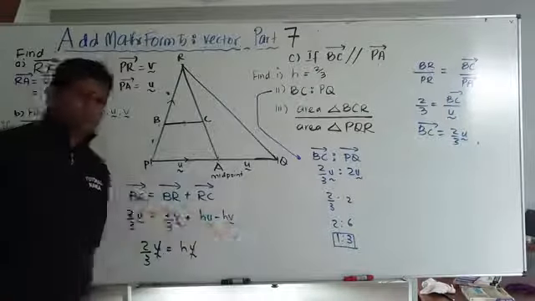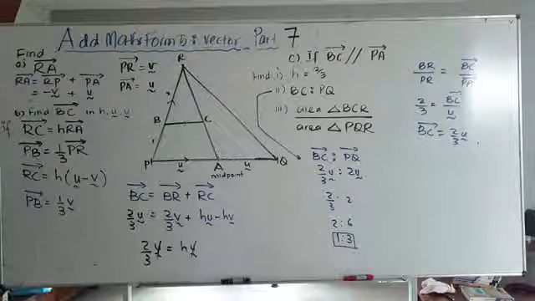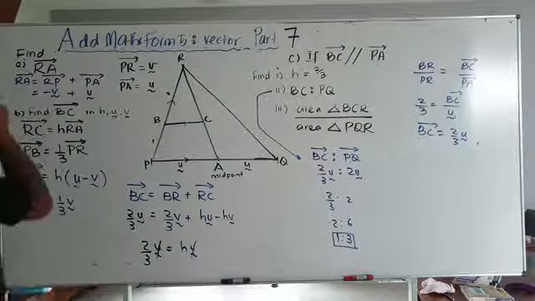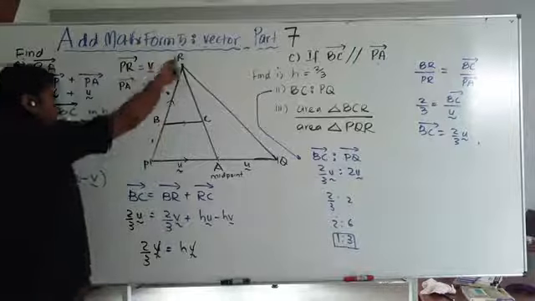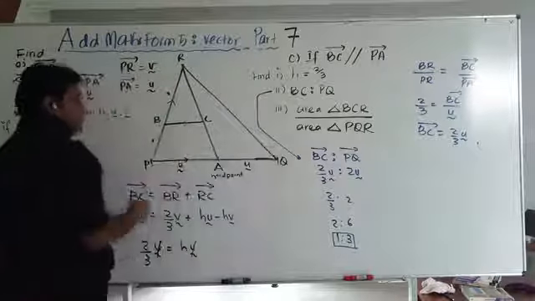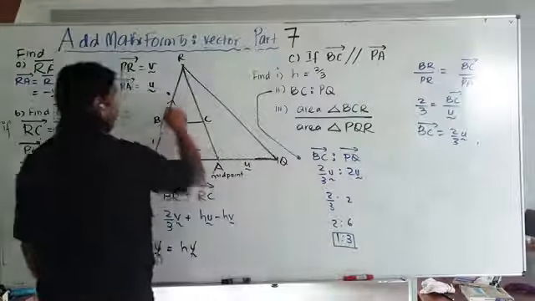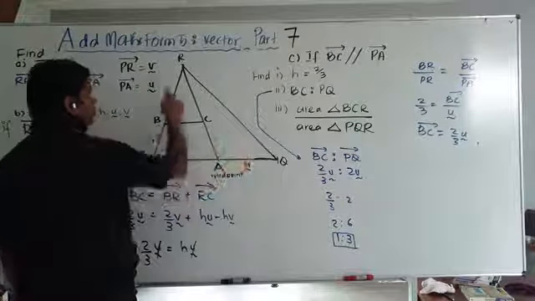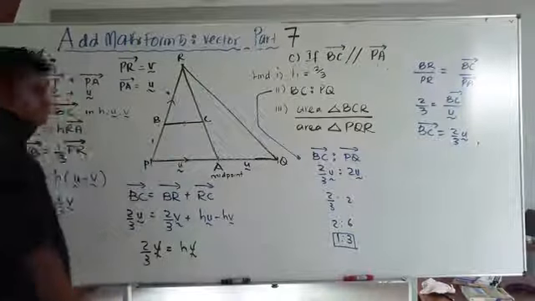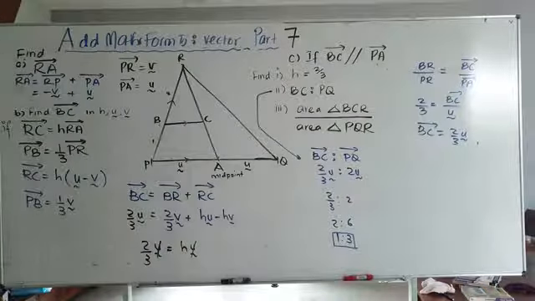Let's go into part 3. Now in part 3, we are looking for the area. The area of PQR over the area of BCR. All right, so how do we do this?